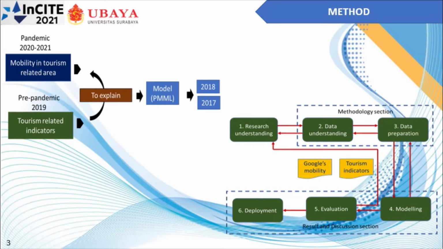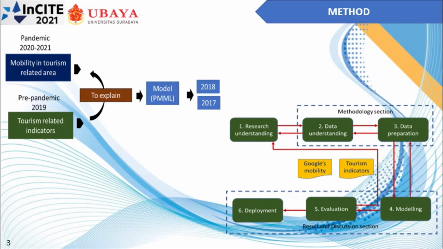This study applies secondary research. The figures on the left present the research framework. Mobility fluctuation at retail and recreation, transit and station, and parks are data during the pandemic period. Data of tourism-related indicators are data before the pandemic, which is year 2019. Analysis of mobility fluctuation and tourism indicators among provinces is targeted to explain mobility fluctuation.